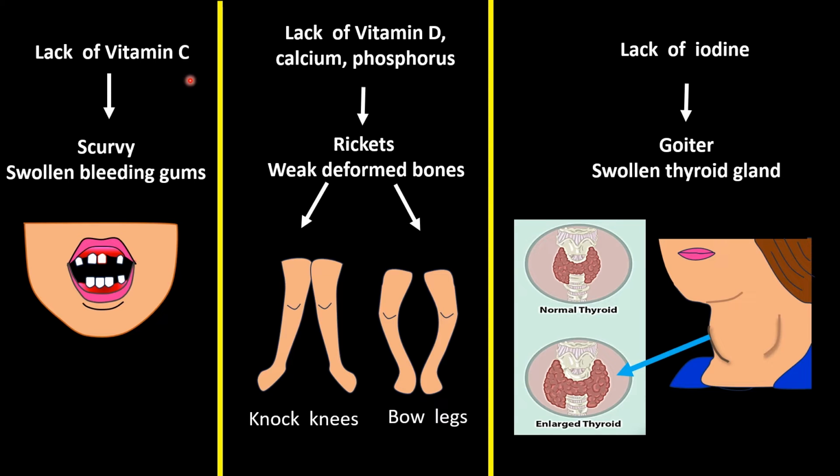Okay, so let's have a look at the notes at the top here. A lack of vitamin C causes scurvy. The symptoms are swollen, bleeding gums. A lack of vitamin D, calcium, or phosphorus causes rickets. Symptoms are weak, deformed bones. Conditions here are knock knees or bow legs. Lack of iodine, a mineral, causes goiter, which has the symptom of the swollen thyroid gland on the neck.